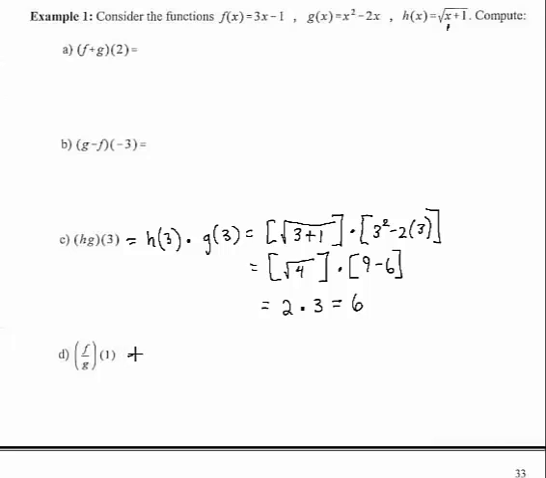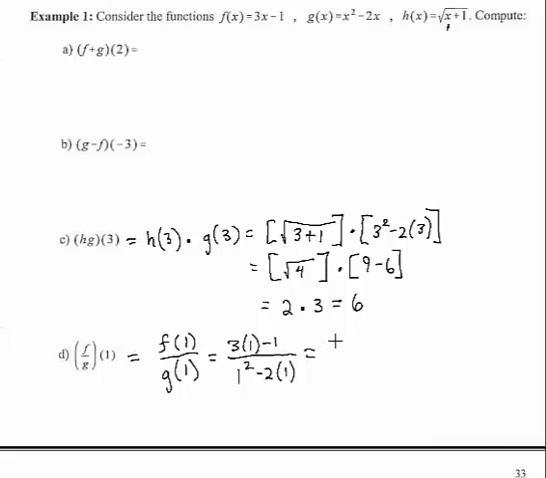Okay, the last one. We have f divided by g, and whatever that function is, what is the output whenever we use 1 as the input. We can take the 1 and put it into the two functions separately. We don't have to know what f divided by g is. Okay, f of 1 goes on top. We have a 3 times 1 minus 1. And then we have g again, and it is x squared. So I write 1 squared and minus 2 times 1.